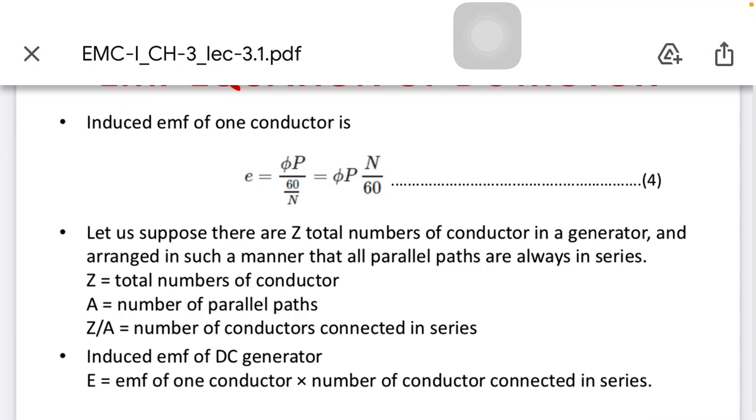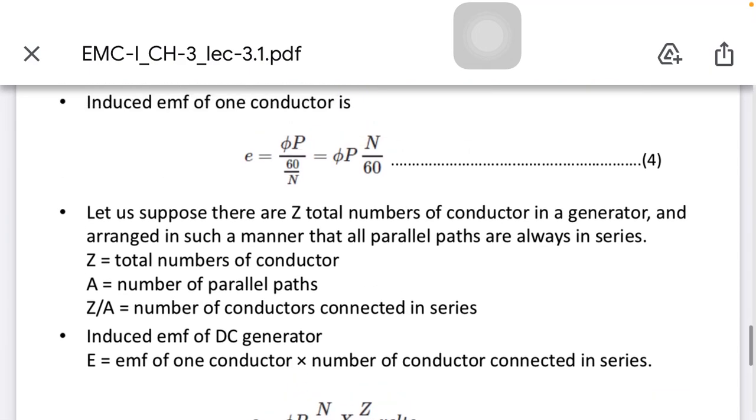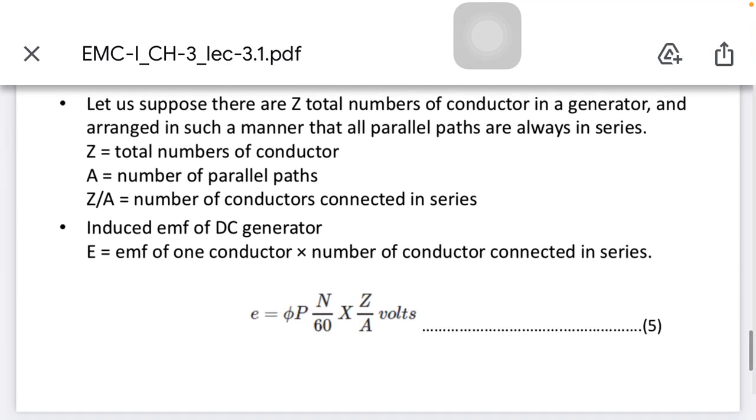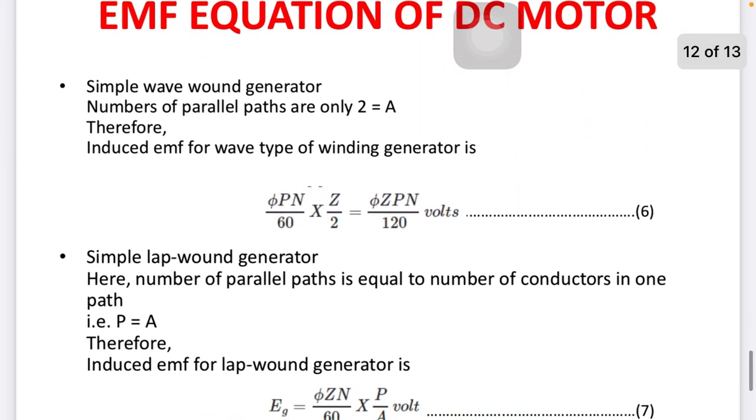For lap winding, the number of parallel paths A is equal to the number of poles P, whereas in wave winding the number of parallel paths is equal to 2. So the winding arrangement affects the performance of the machine as well as the EMF equation. The EMF equation has another term added, that is Z by A, the number of conductors divided by the number of parallel paths. So the induced EMF E is equal to P phi N Z divided by 60 A, that is equation number 5.